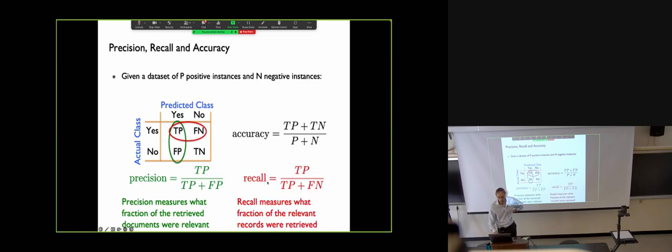And recall is defined as this. It says true positives divided by true positives plus false negatives. So recall measures what fraction of the relevant records were retrieved. And accuracy here is defined as true positives plus true negatives divided by positives plus negatives.